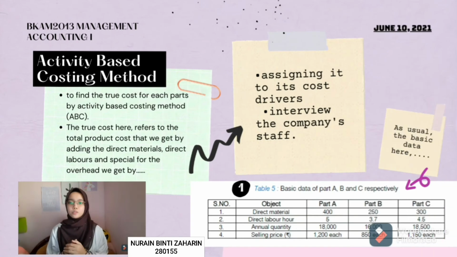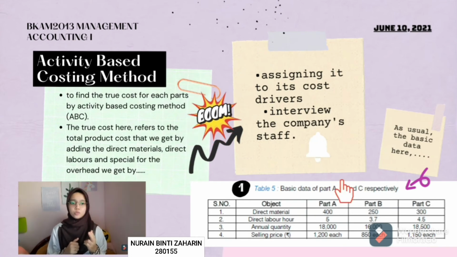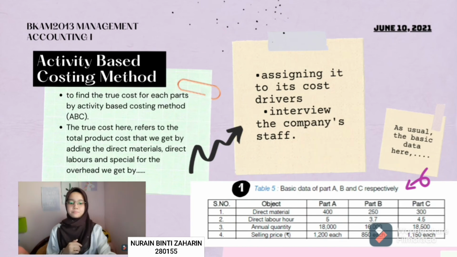Meanwhile, for the ABC costing method, which is the activity-based costing method, based on the article data referred, in this case study we are going to find the true cost for each part by the activity-based costing method. The true cost here refers to the total product cost that we get by adding the direct material cost, direct labor cost, and, specially for the overhead cost, by assigning it to its cost drivers that the writer gets after interviewing the staff of the company.